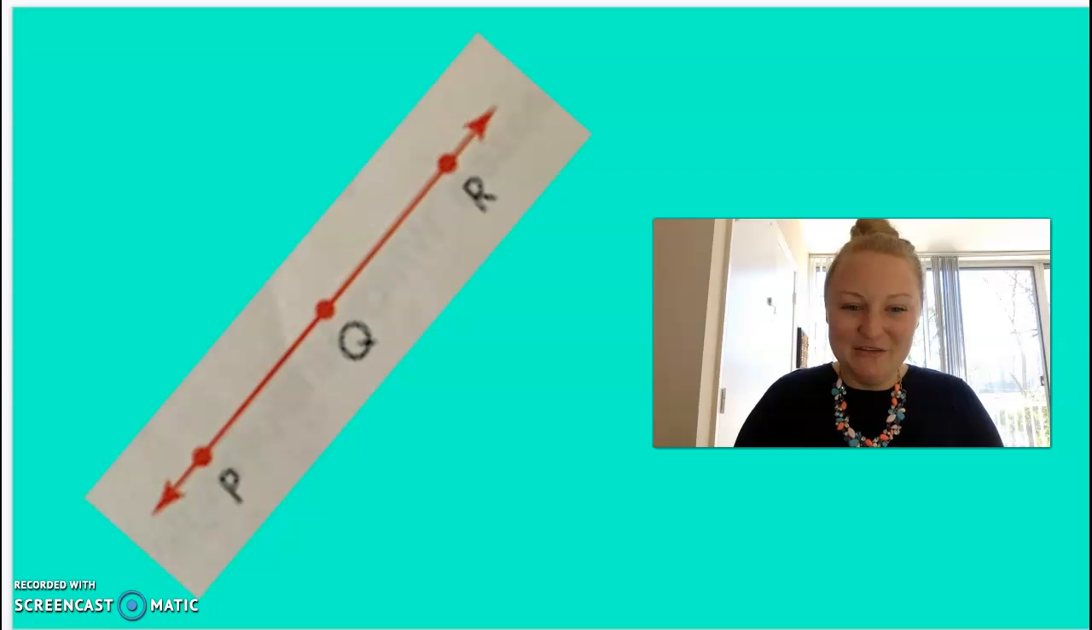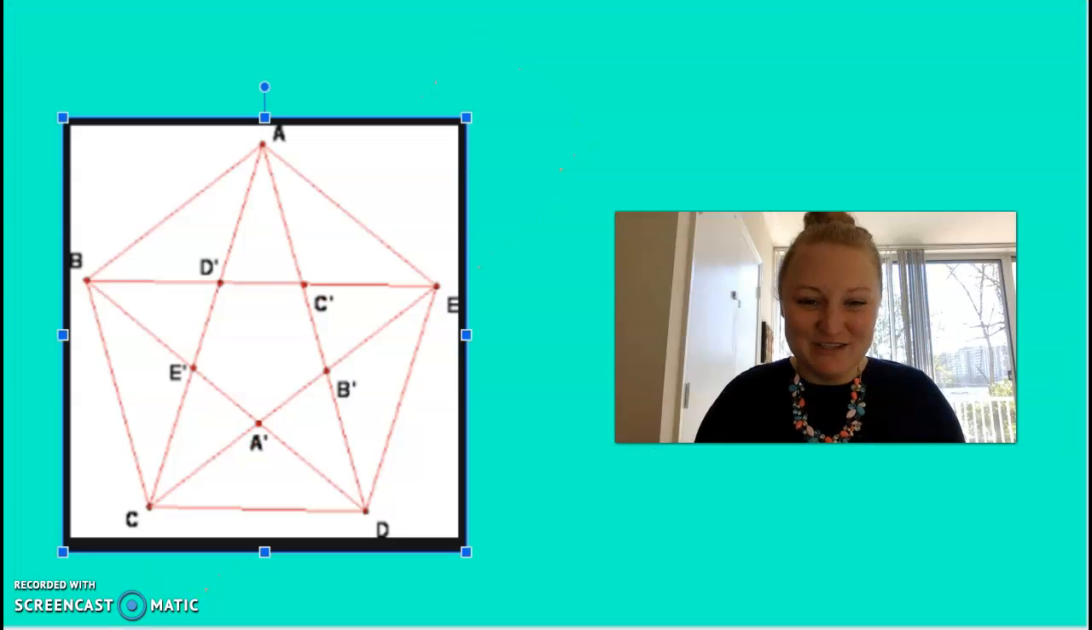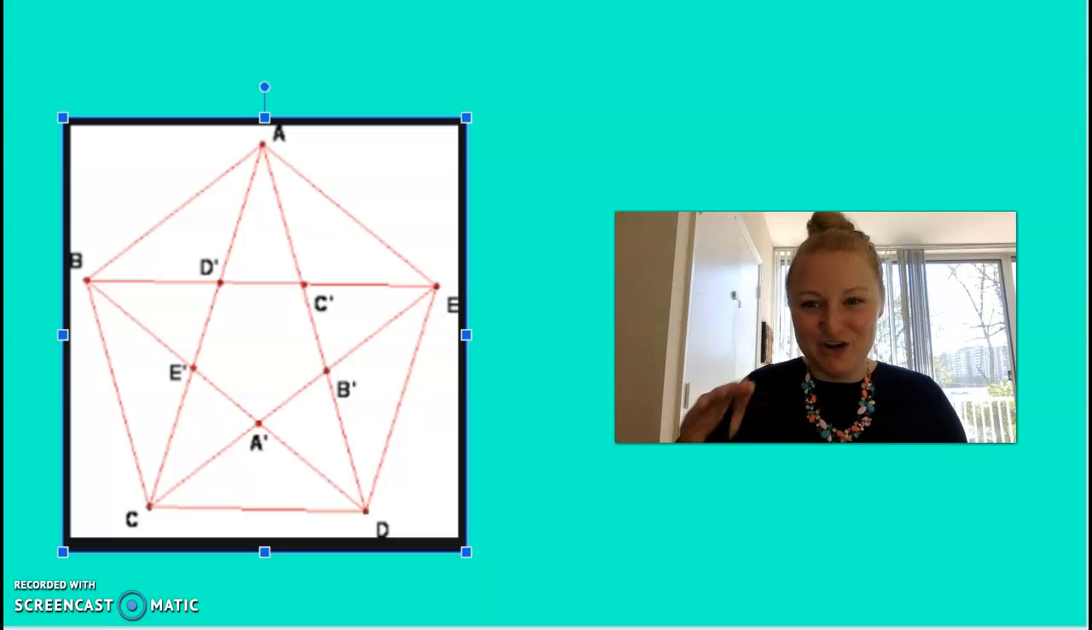And here we have angle PQR or angle RQP, and this forms a straight line, and we know that straight angles are exactly 180 degrees. What happens if we see something like this? Whoa, I see a pentagon with a star in the middle.